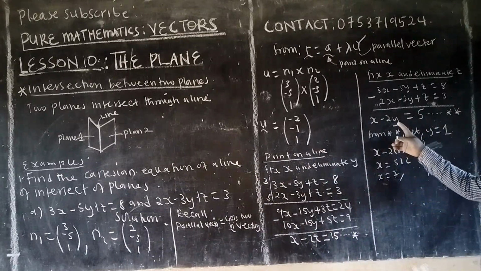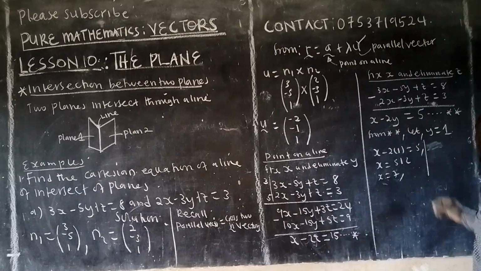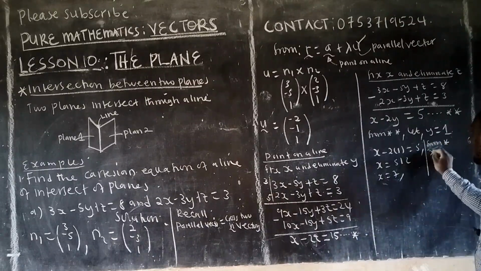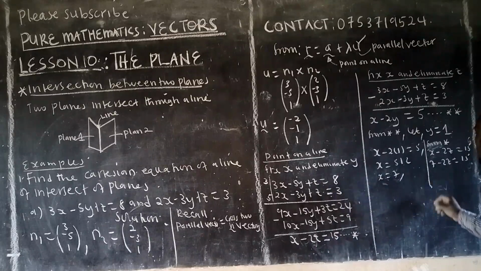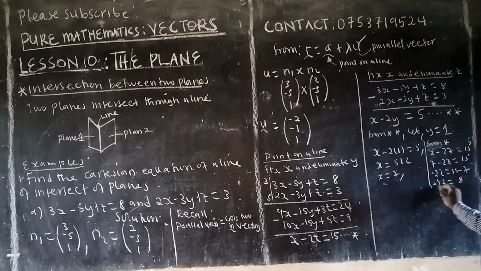And once you have x as 7, bring it back to the equation single star, which is x minus 2z is equal to 15. If you have x as 7, y is 1. I have the value of x as 7, so 7 minus 2z is equal to 15. Solve and simplify here. We shall have negative 2z is equal to 15 minus 7, which will give you 8. Divide by negative 2. So the value of z will be negative 4.